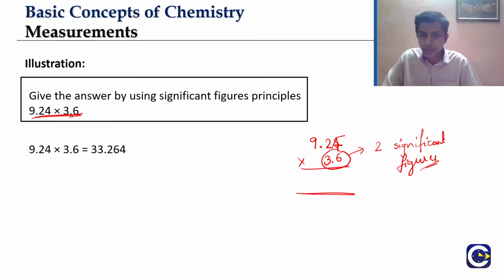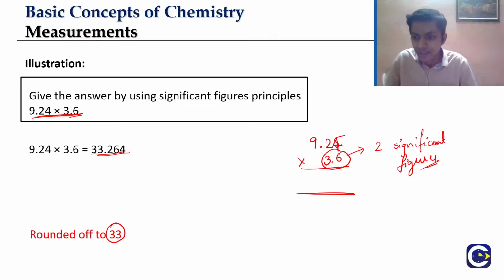So 9.24 into 3.6 is 33.264. While writing the answer, we'll write it as 33.26. Correct. But since here there are two significant figures, the answer should also have two significant figures. So it is 33. This is anyway 33.264, but I am going to remove this 3 because the answer should be reported in two significant figures.